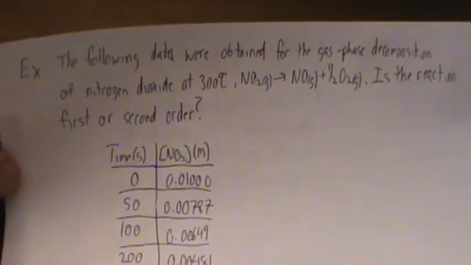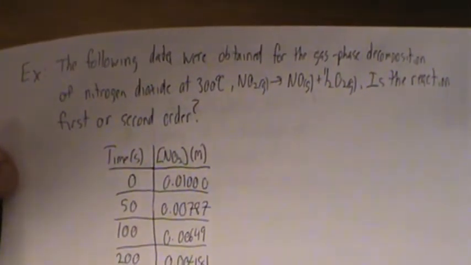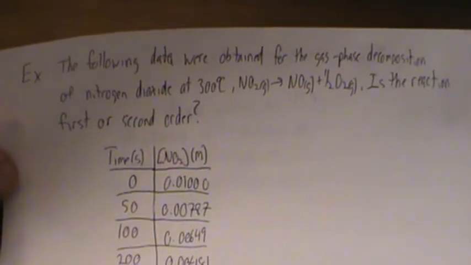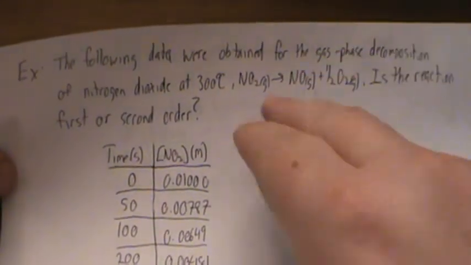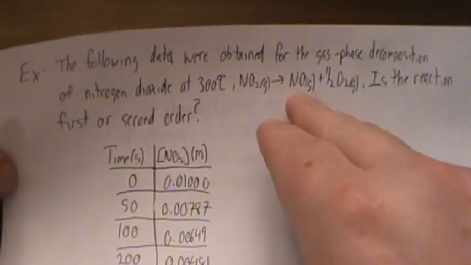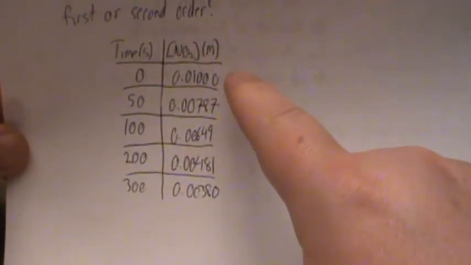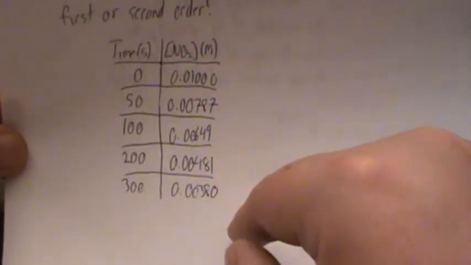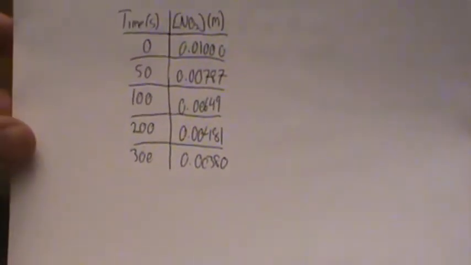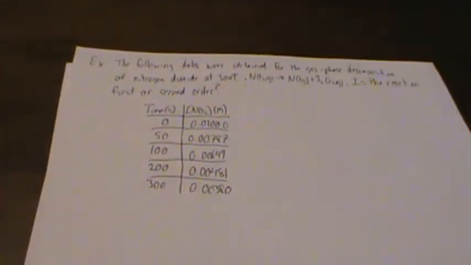Alright, so this problem says the following data were obtained for a gas phase decomposition of nitrogen dioxide at 300 degrees Celsius. Here's our reaction: nitrogen dioxide breaks down into nitrogen monoxide plus 1/2 O2. Is the reaction first order or second order? And as we see over time, the concentration of nitrogen dioxide does start to decrease, as it should. So now, figuring out whether it's first order or second order, this is where we have to graph.